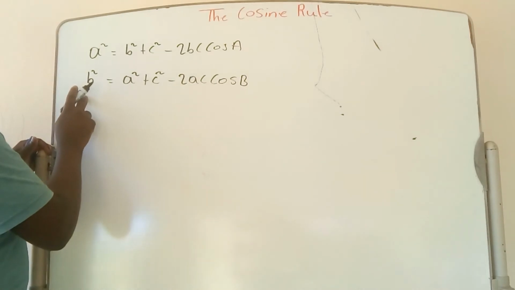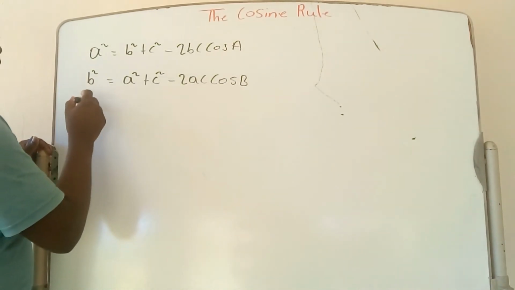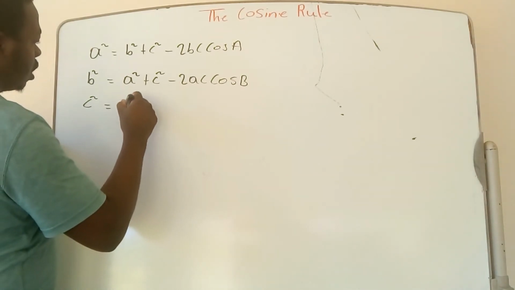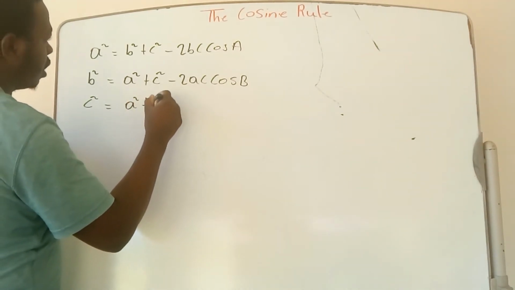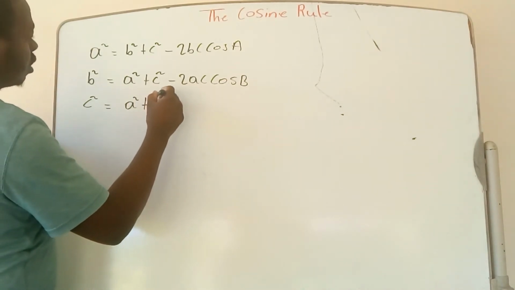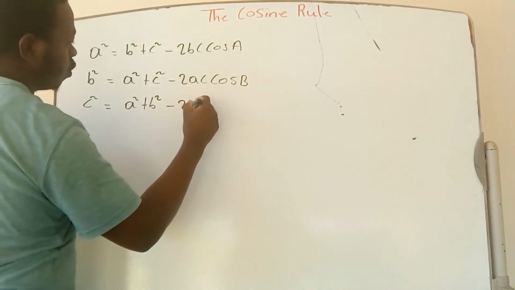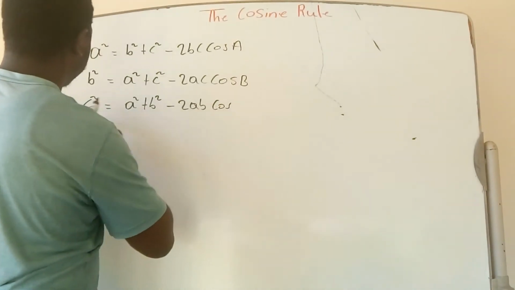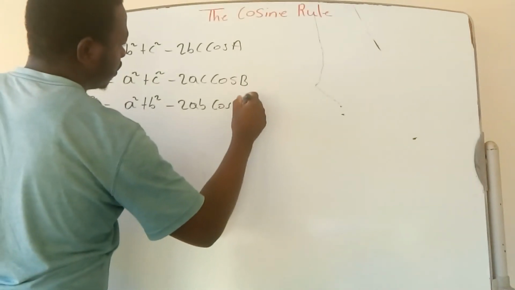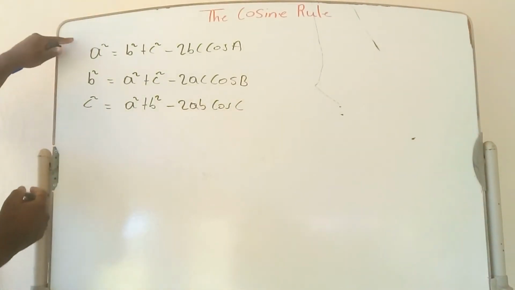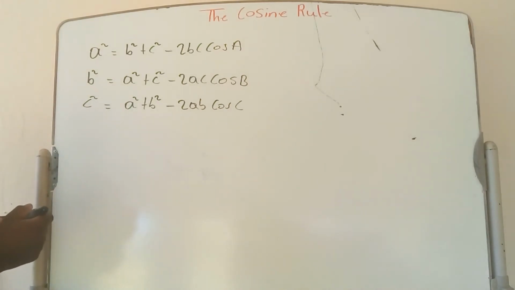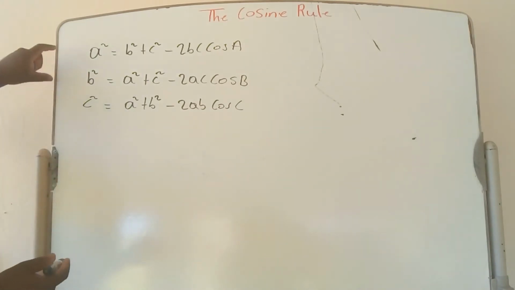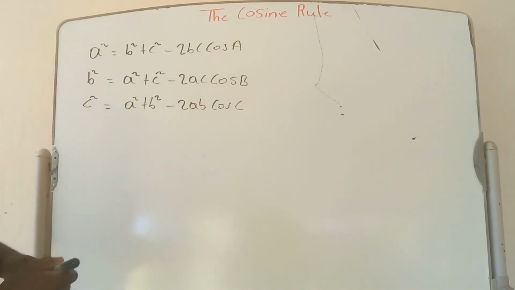And if you want to find c squared, then c squared is equal to a squared plus b squared minus 2ab, right, cos of the angle here, which is cos of c, right? So this version of it is used to calculate the length of a missing side. But what about when you want to calculate an angle here?